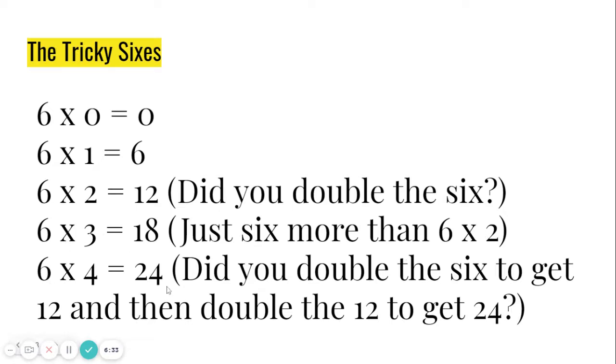6 times 4 is 24. Did you remember to double the 6 to get to 12? So 6 and 6 is 12. And then we're going to double that 12. 12 and 12 is 24. Even if you have to skywrite in the sky, like, just air write, you can add 12 and 12 equals 24.